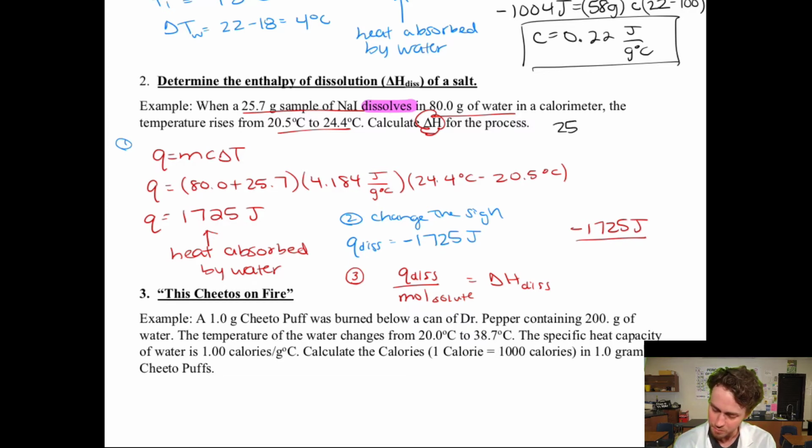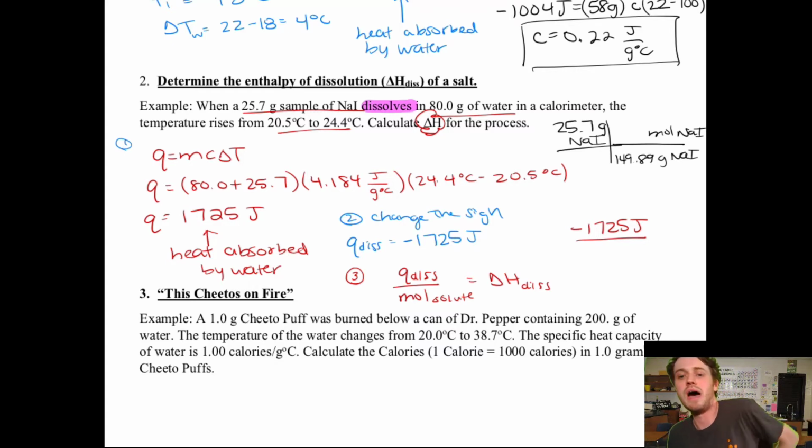So that's 25.7 grams of NaI. Alexa, what is the molar mass of sodium iodide? Sodium iodide's molar mass is 149.89 grams per mole. Okay, sorry, I didn't have my periodic table over here with me. Oh my gosh, I am sweating like a freaking pig.